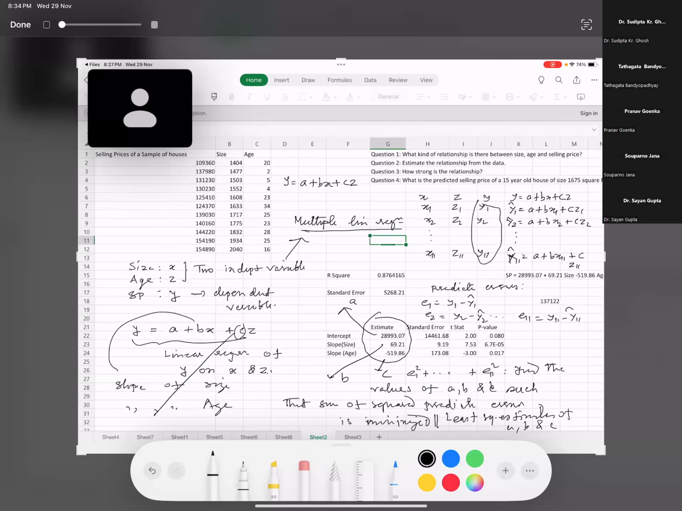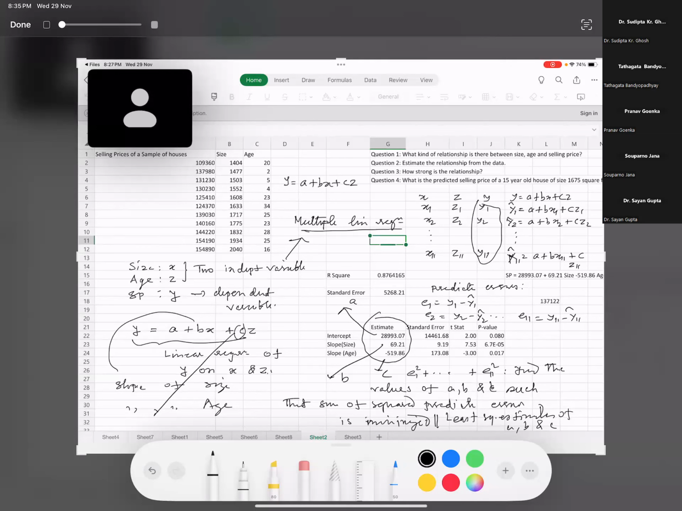So that means you are keeping the age constant. You are saying that if I am comparing the selling price of all the apartments which have the same age, but then I increase the size by 1 square foot, then the increase in selling price would be on average $69.21.